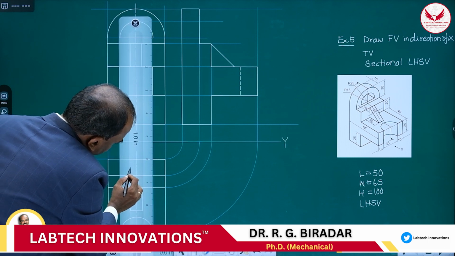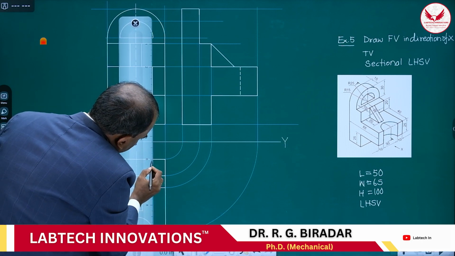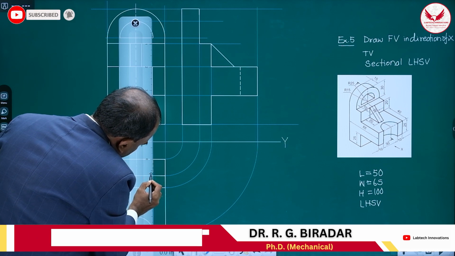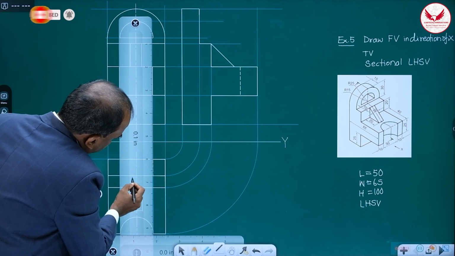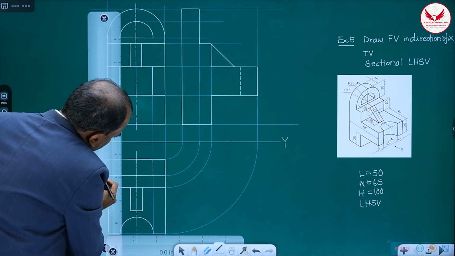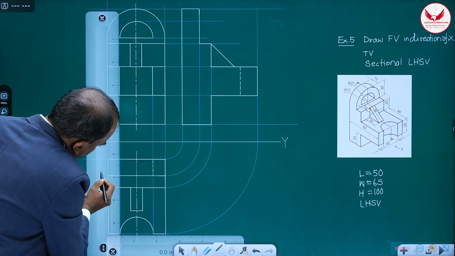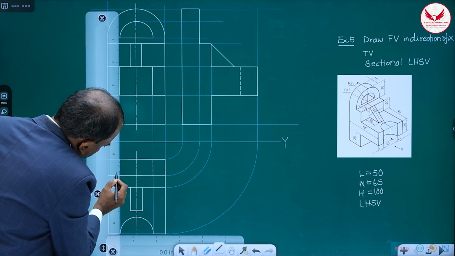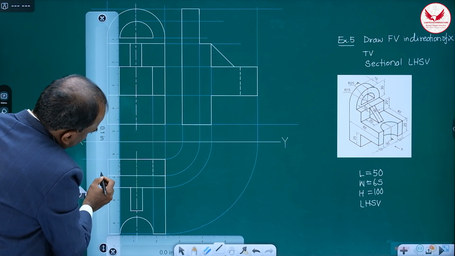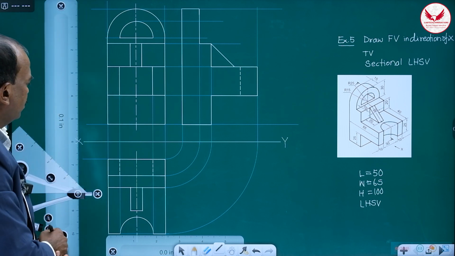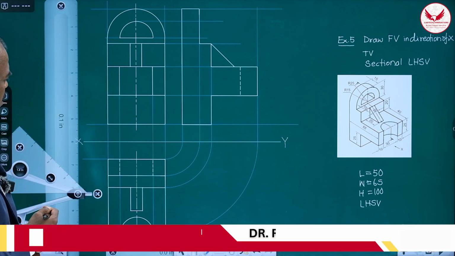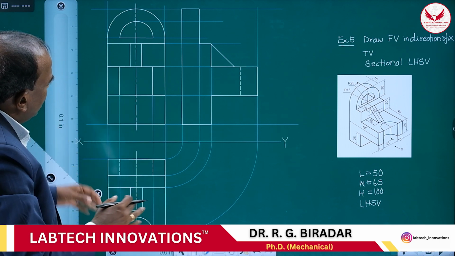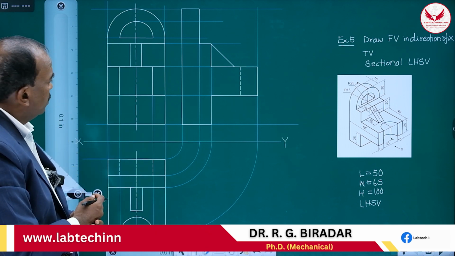In this 15, what do we have to do? Mark the dotted line. This is the dotted line. And here also, this is the dotted line. That semicircular hole is there also in the top view. So these are the three simple views.